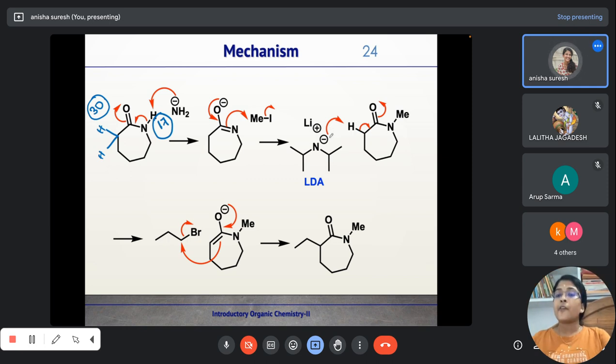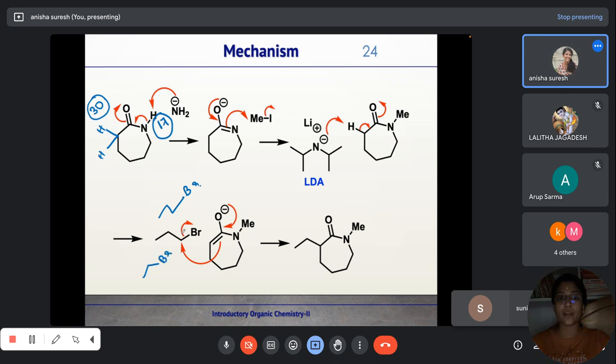Now in LDA, what LDA will do? LDA will abstract the proton that is present at this position. Then it will lead to formation of this enolate. And once this enolate will be falling back, it will go and attack on this carbon of this ethyl bromide. Sorry, this is ethyl bromide. So it will go and attack on this carbon of this ethyl bromide, leading to formation of this product. Clear, right?